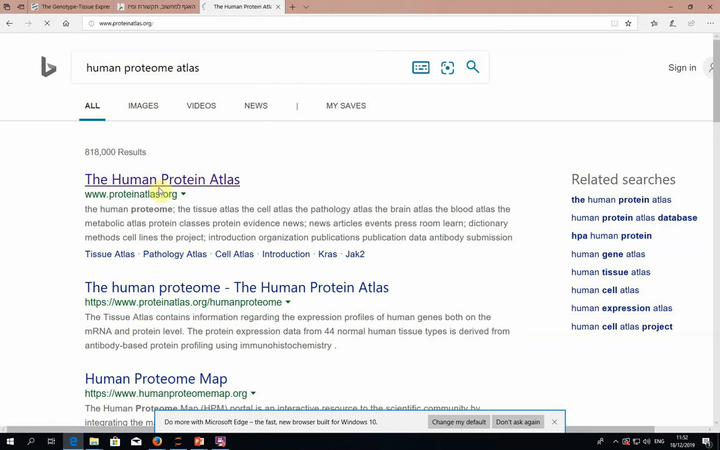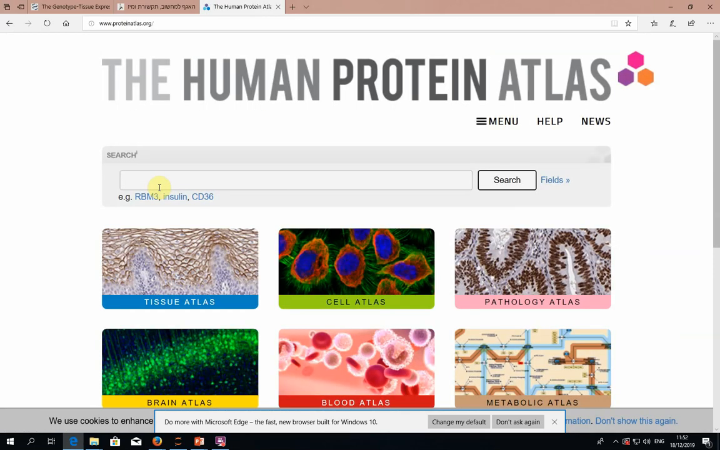The Human Proteome Atlas is a beautiful atlas that was developed in 2003 by the Sweden group. I'm following this project from 2003, so I can tell you that it's a very creative idea in which they say for the first time, let's look at what happens at the protein level rather than the RNA per se. And in order to do this, they had to use a specific antibody for each and every one of the 20,000 genes.